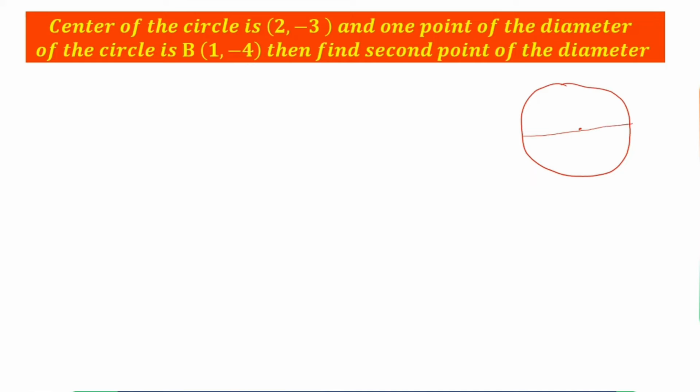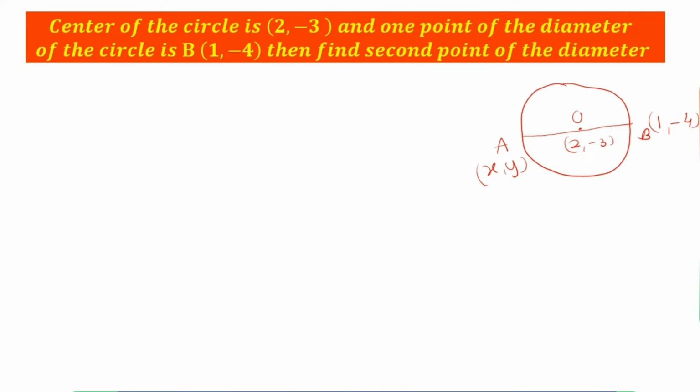Diameter: so the diameter end points are A and B. Center is O, and O is (2, 3). One end point of the diameter is B (1, 4). Point A is not given; let it be (x, y). So we know that the center is the midpoint of the diameter.